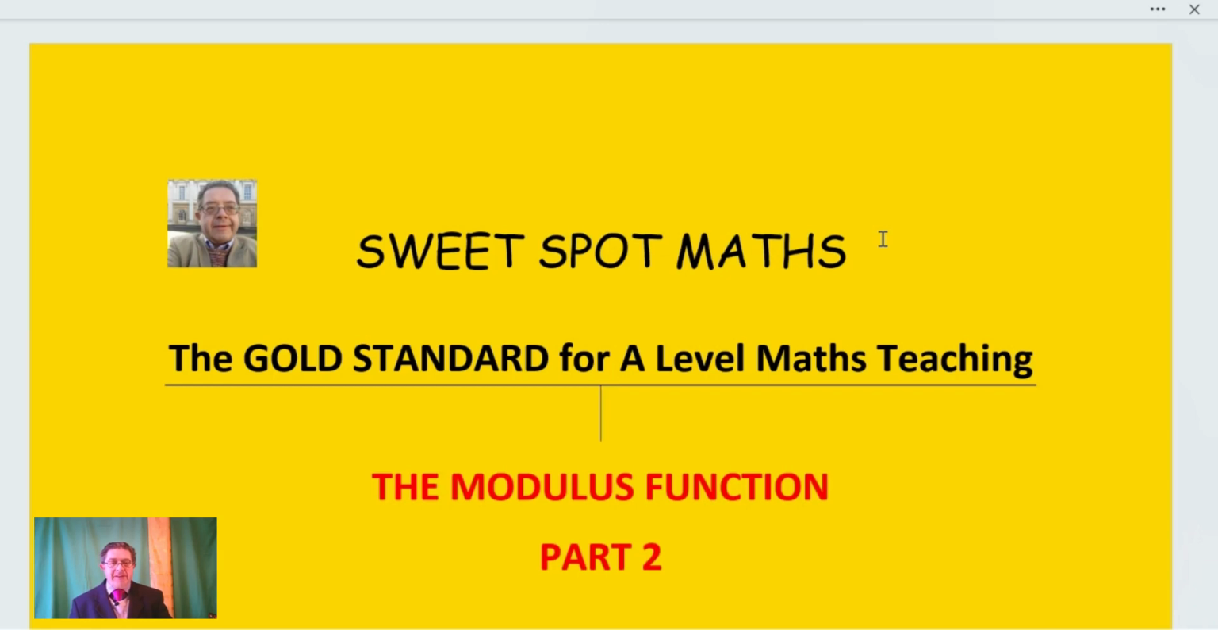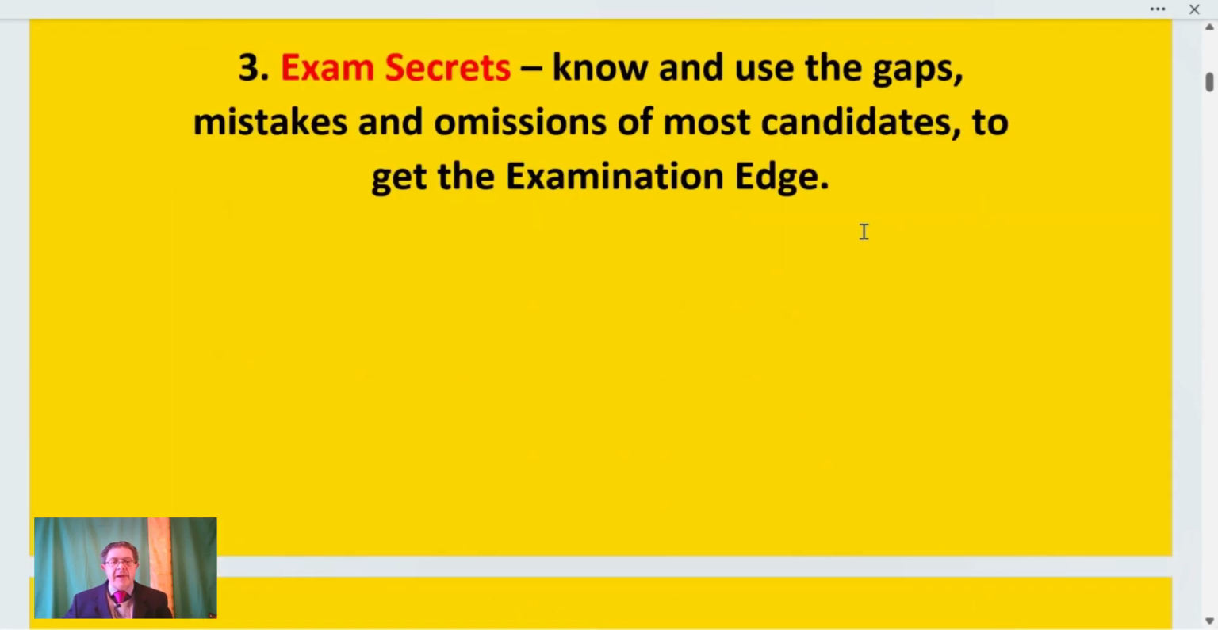I'm David Forster. This is the second part of the lesson on the modulus function. In this lesson, I will go over 3 questions which have been set in recent years in examinations. All of these questions have their tricky parts that many candidates get wrong. Remember, it's by getting the questions right that most candidates get wrong that you will gain the examination edge.